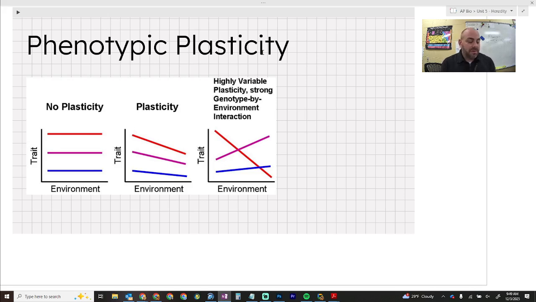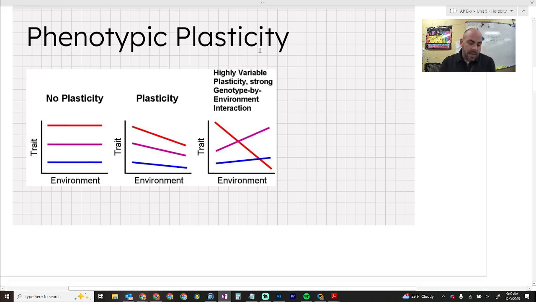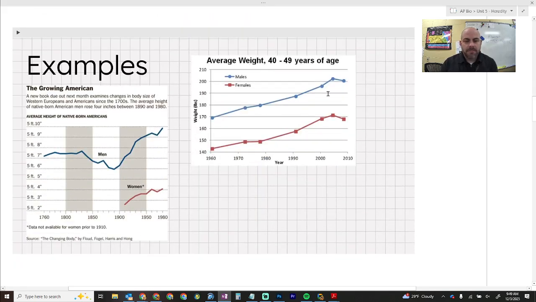There's a lot of examples of this. Let's look at some of these examples that are very important examples. One is for humans. Great. Humans show a lot of plasticity because of our environment. You can see here the average height and average weight of individuals from 1760 there on, what happened to height? I love how they didn't start measuring women's height until the early 1900s. Interesting. This is fascinating. There's so much here. We're just going to look at this though.